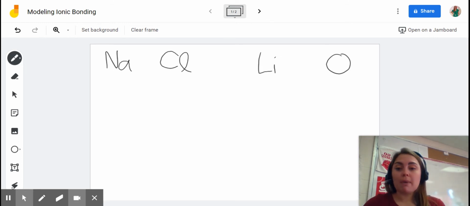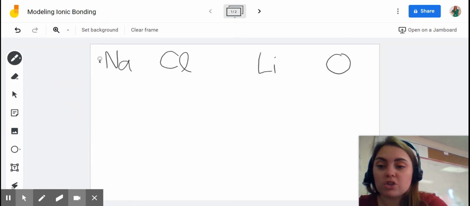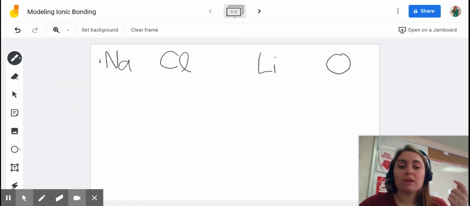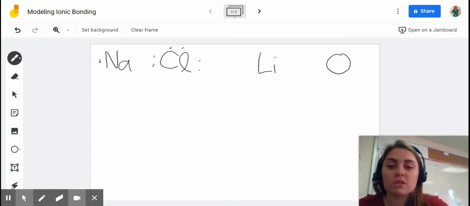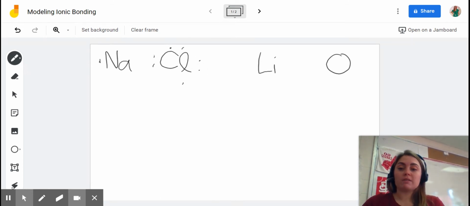So sodium is the metal. It has one valence electron. I know that it has one valence electron because it's in the first group on the periodic table. Chlorine has 7 valence electrons. And I know this because it's in the 7A group on the periodic table, or group 17.